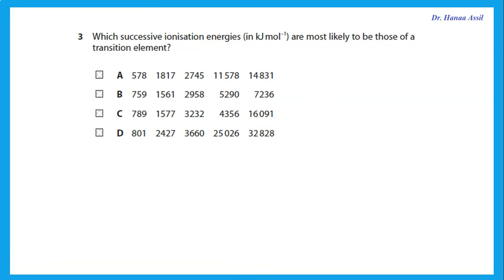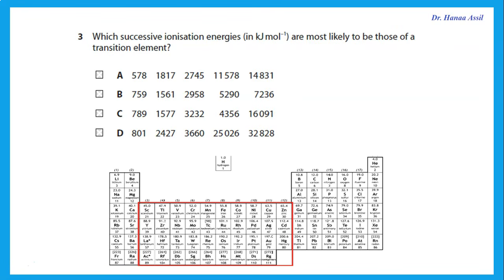Which successive ionization energies are most likely to be those of a transition element? Now, when we have successive ionization energies for a certain element, we look at where we have a sudden jump or a huge jump in the ionization energy. So if we look at the sequence we have in A, we have for the transition metals, you know that the transition metals are the parts in the middle of the periodic table, and they end up with d orbitals in the end.